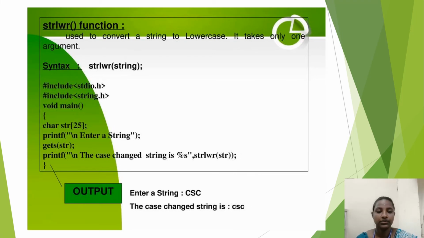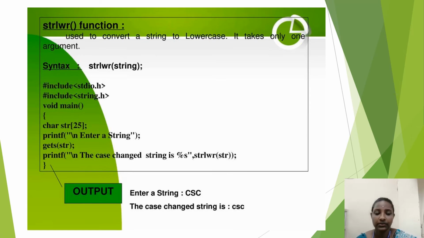Same as our before string handling function, our next string handling function is the strlwr function. This lwr stands for lowercase. So in this case, we are converting the uppercase string into lowercase. So we are converting capital letter alphabets into lowercase, that is, our small letter alphabet. For this, we are using the strlwr function, used to convert a string to lowercase. It takes only one argument. So same as here also, we have to consider only one string at a time to convert into lowercase.